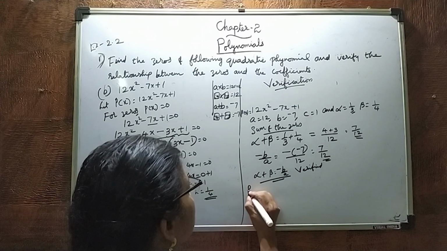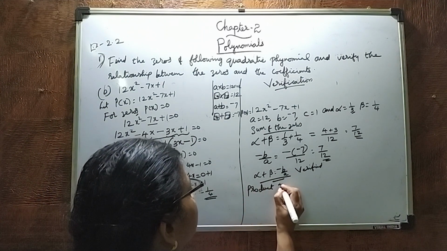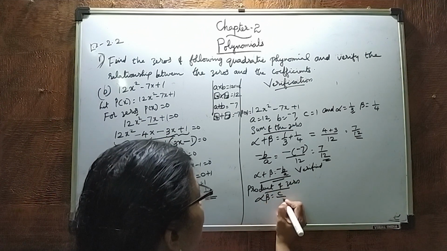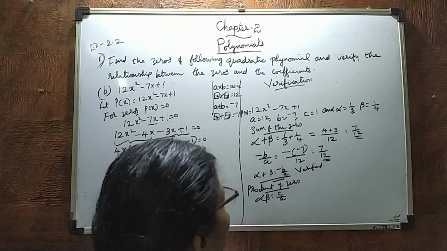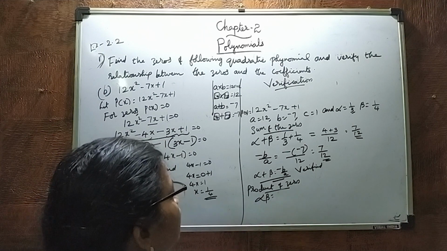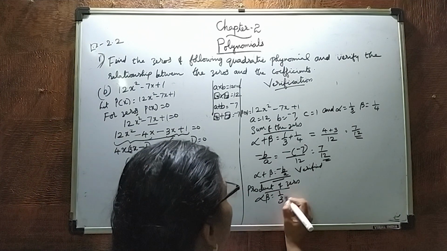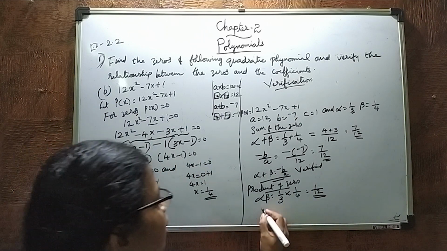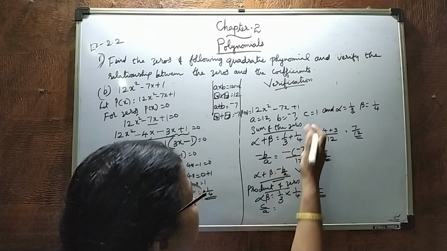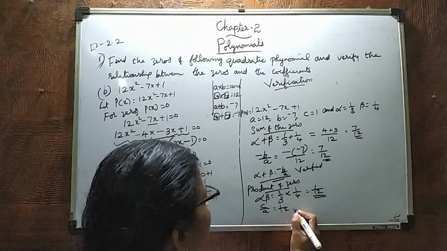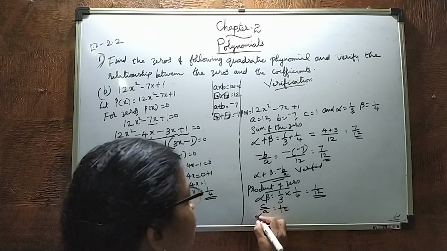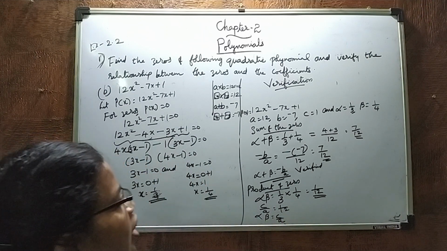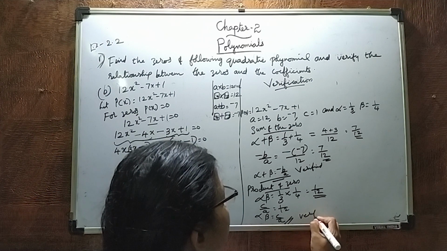Next one, product of zeros. So alpha beta equals c by a, you have to prove. What you are going to do is, first find out alpha into beta. It is 1 by 3 into 1 by 4. You will get the answer 1 by 12. Then what is c by a? What is c? It is 1 divided by a, which is 12. Got the answer 1 by 12. That means alpha beta equals c by a. Therefore it is also verified.